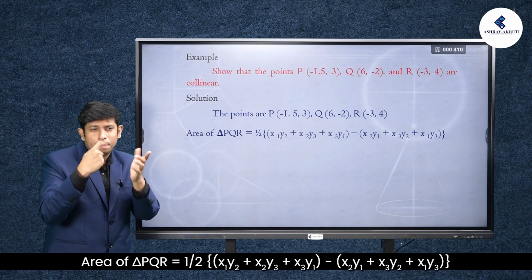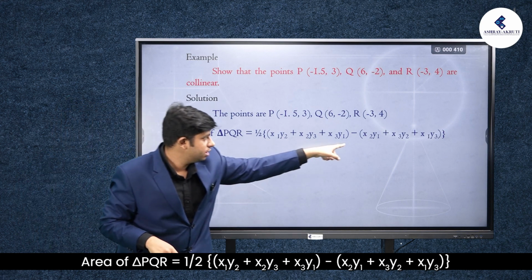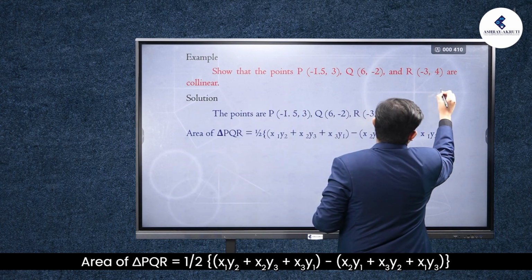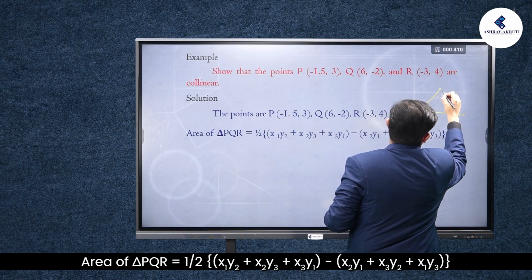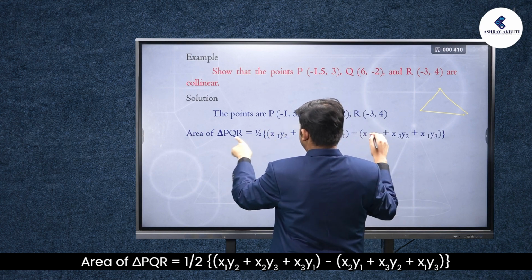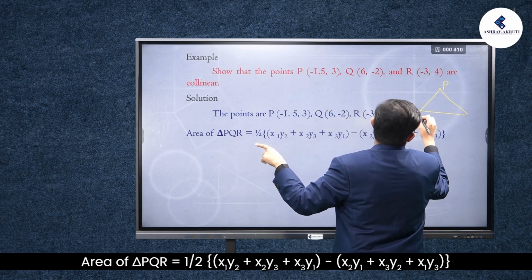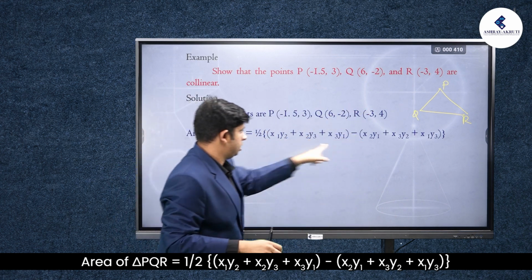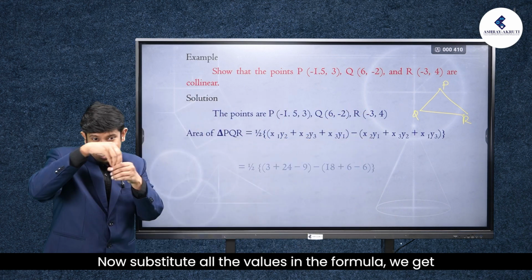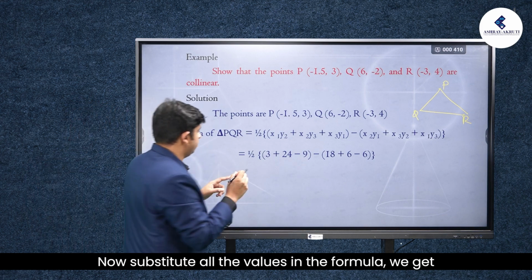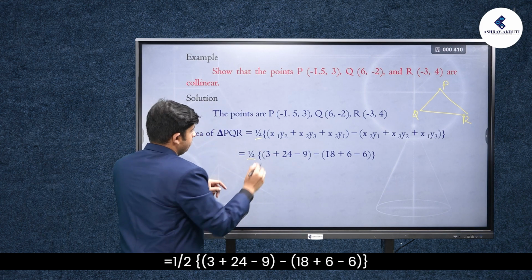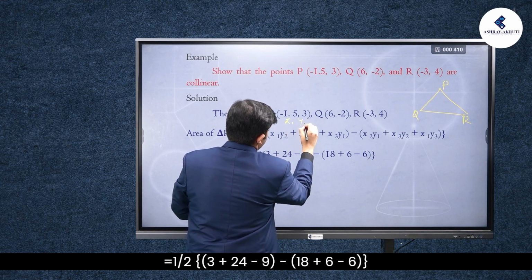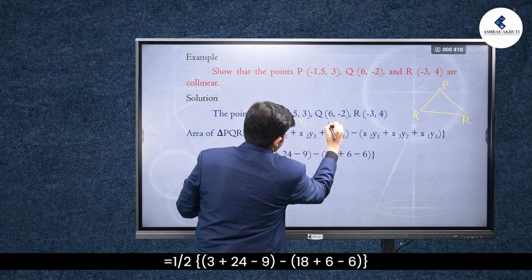Area of triangle PQR is equal to half into x1 into y2 plus x2 into y3 plus x3 into y1 minus x2 into y1 plus x3 into y2 plus x1 into y3. Now substitute all the values in the formula. We get half into 3 plus 24 minus 9 minus 18 plus 6 minus 6.